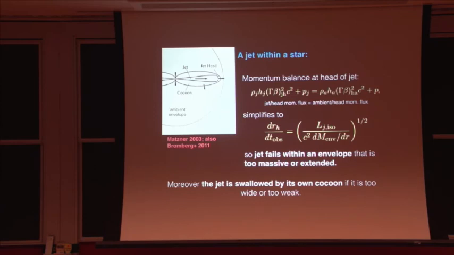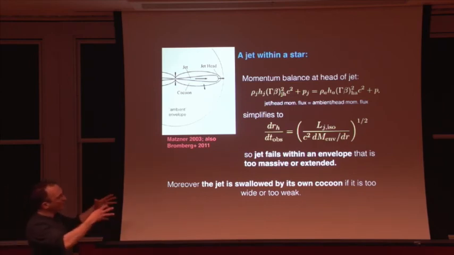Basically, you can balance momentum fluxes at the head of this jet to determine how rapidly the jet is going to expand through the stellar envelope. And it gives you a constraint which, simply put, says that if your jet doesn't last forever, then the star can contain it. Especially an extended star can contain a jet that doesn't last longer than, for instance, the free fall time of the core.